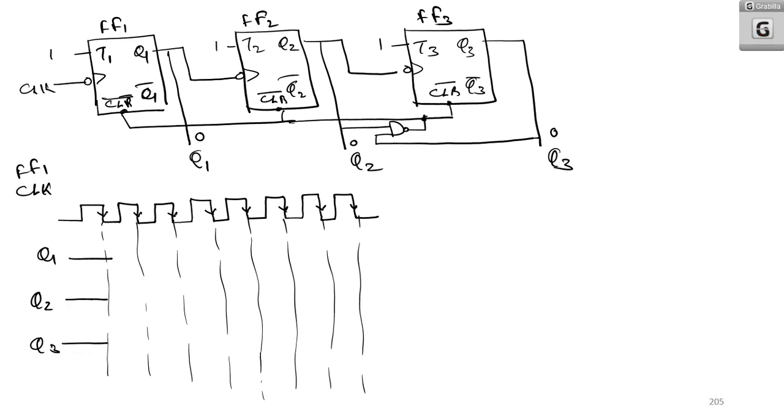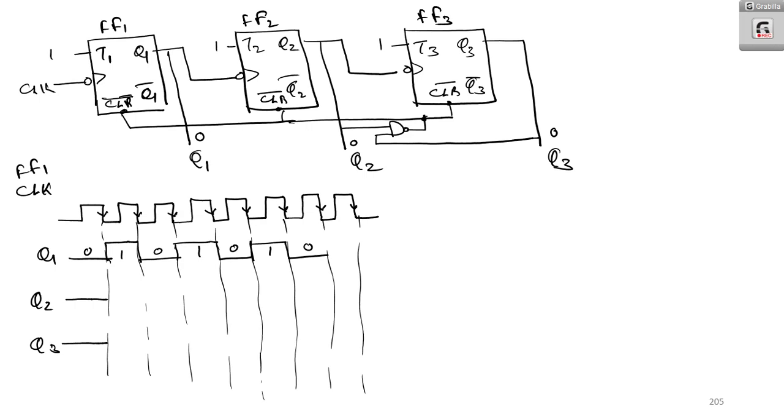Now first let us check for Q1. Q1 will be toggling, because T1 is equal to 1. At the negative edge trigger it will be changed to 1. At this it will be changed to 0. At this point it will be changed to 1, and at this point it will be changed to 0. At this point it will be changed to 1, and at this point to 0. Like that it will go.